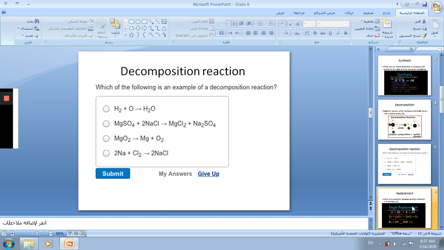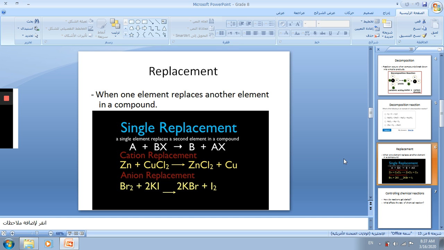So now replacement reaction is when one element replaces another element in a compound. It's very easy to recognize. In general, if we have A plus BX, the product will be B plus AX. So the X transferred to A instead of B, and B took the place of A. So this is why we call it replacement.